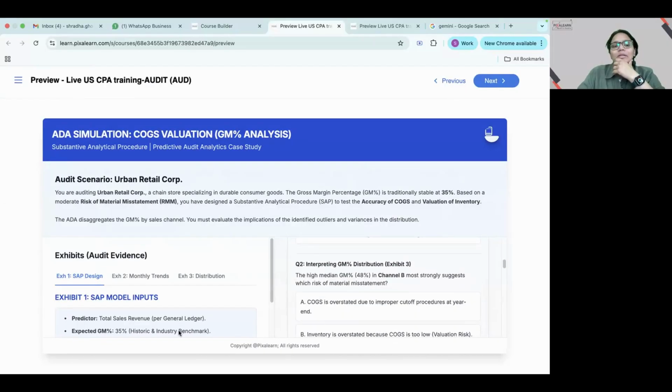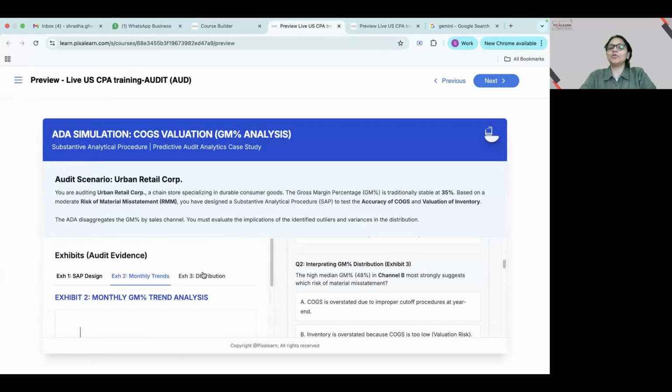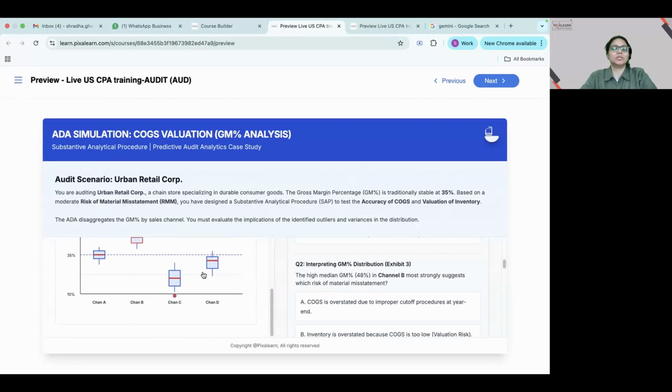Going through this sim. This is not a very difficult sim. I've given you 3 graphs here. This is a classic application of a box and plot diagram, and I've kept it simple.